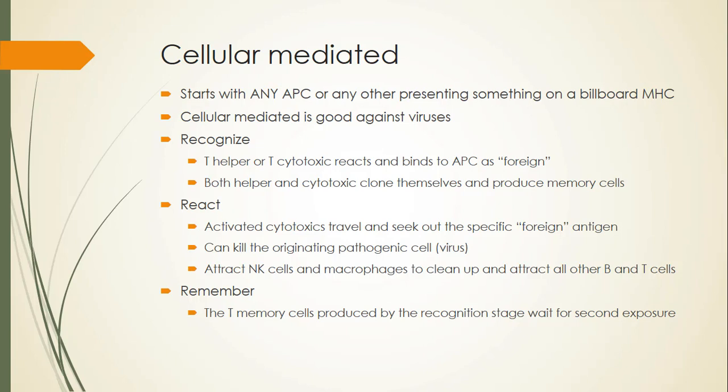Then the T memory cells produced by the recognition stage wait for the second exposure, and there are many of them, because there's many more of them produced. So that's why when we do blood typing or blood testing to see if we're immune to something, that's what we're looking for. We're looking for the T memory cells particularly.